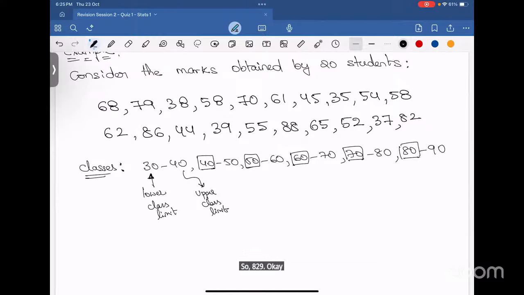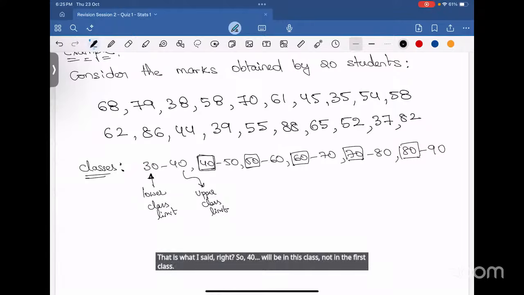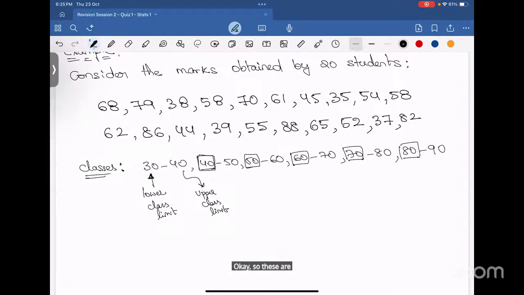Each and every class, as I said, contains the left end point or the lower class limit, but not the upper class limit. The upper class limit will not be in that particular class. It will go into the next class. That is what I said, right? So 40 will be in this class, not in the first class. These are a few things that you have to keep in mind when you create classes.